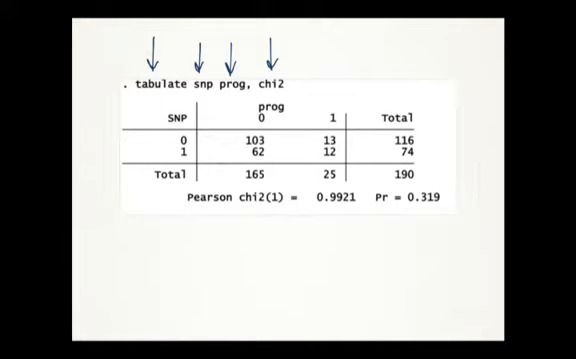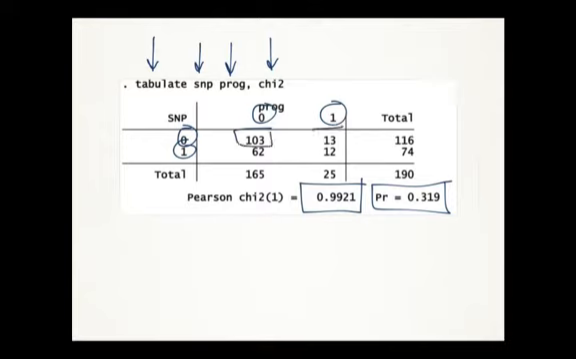Okay, and here we get our chi-square statistic, which is 0.99. And here we get our p-value, which is 0.319. Okay. So it displays the data in this nice format here. Progress no, progress yes, SNP no, SNP yes. And then the corresponding number of people who had each of those combinations. Okay? All right, good.